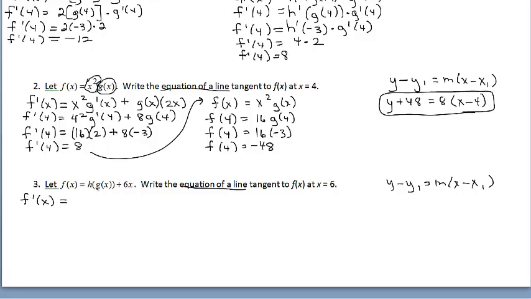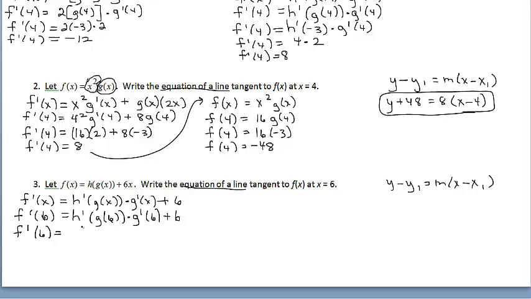Alright, so I'm going to find the derivative first so I can get the slope. So the derivative of this first term is the derivative of the outside, leave g of x alone, times the derivative of the inside function. Now, plus, look at the derivative of 6x. That derivative is just 6, because the slope of that linear function would be 6. F prime of 4, oh, pardon me, f prime of 6. It changed. I'm going to evaluate this at 6. And I'm just going to bring down the plus 6. It's important, it's part of the slope.